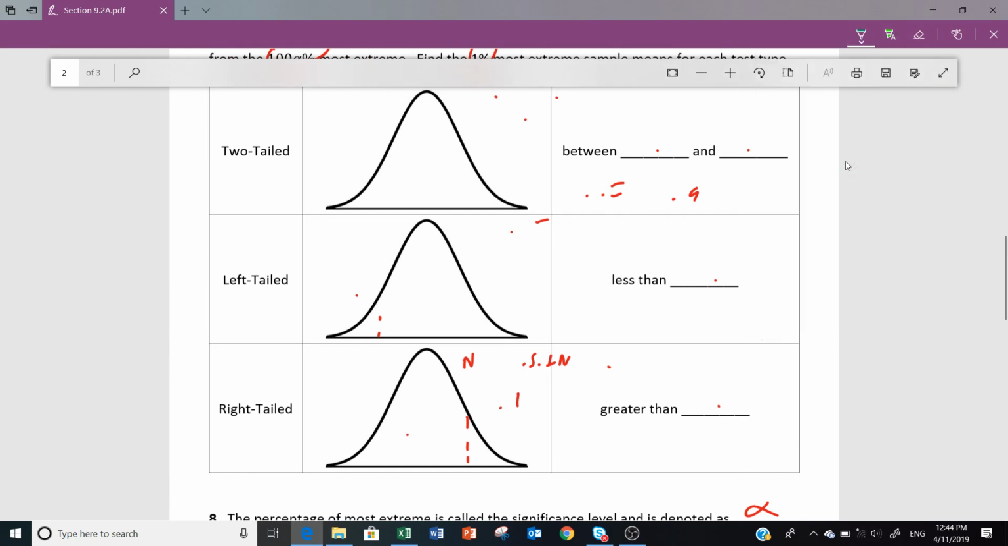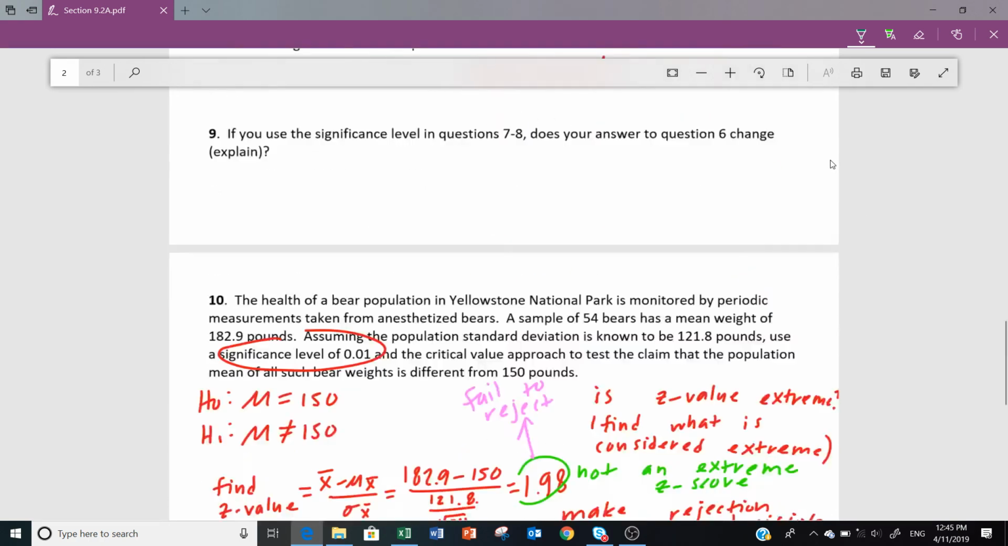If our test is left-tailed, where's the 4% extreme values? Good, and this value here is going to be 0.04, norm.s.inv of 0.04, and you get negative 1.75. So anything less than negative 1.75 is considered an extreme value.